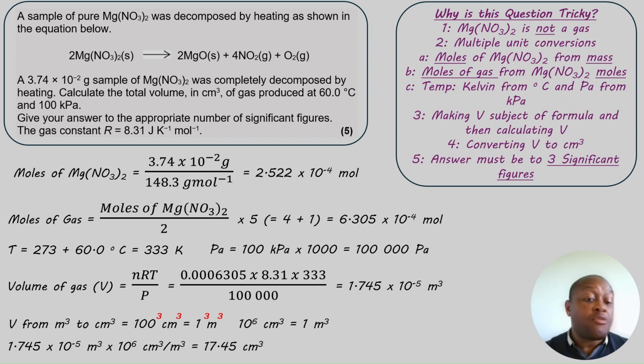Now 17.45 to 3 significant figures will be 17.5, because we will round up the 4th significant figure, which is 5. We'll round that up and our answer will be 17.5 cm³.